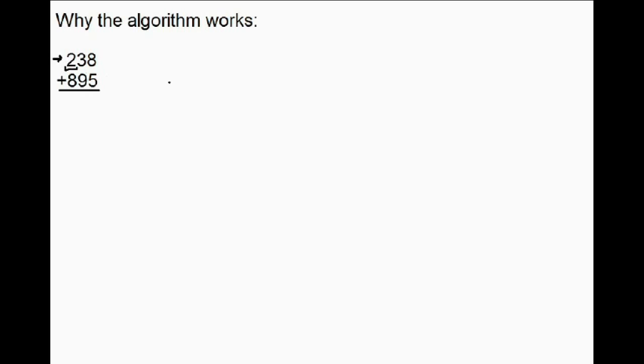Now, sometimes you'll face questions where you're asked for the value of an underlined digit. What that means here is, we've got a 2 in the hundreds place. So essentially what that's asking is, what is the value of 2 hundreds? And the value of 2 hundreds is 200.